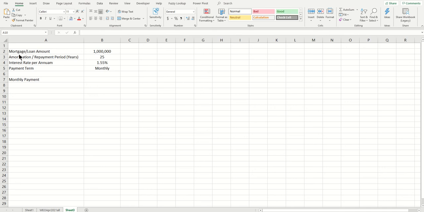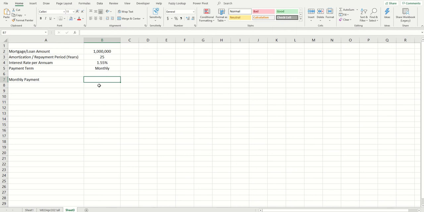Say, for example, if you have a mortgage amount of $1 million right here, amortization or payment period is 25 years, and you are expecting an interest rate per annum of 1.55%, and the payment term is monthly. You can also make it quarterly if you want. I'll show you how you can change this from monthly to quarterly or bi-weekly later. All right, so we want to calculate the monthly payment of this loan and how you do it.